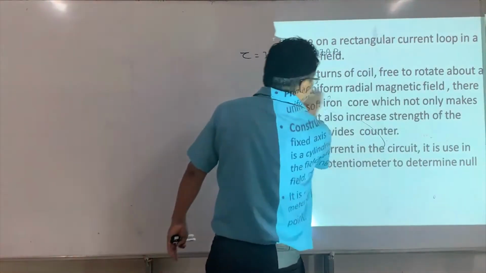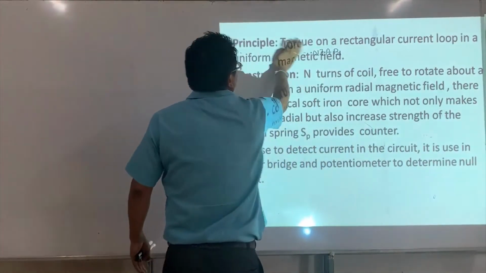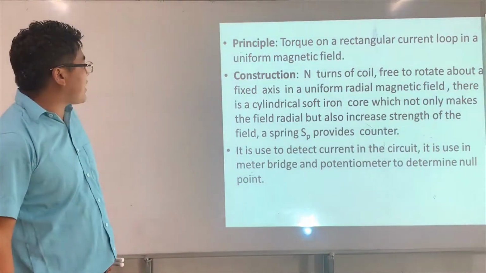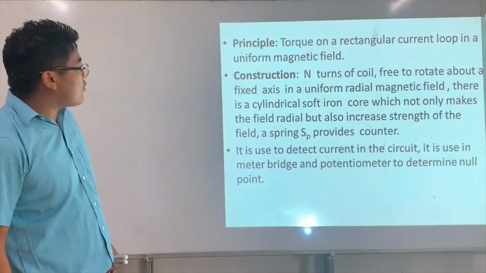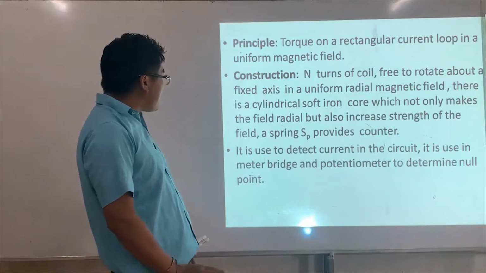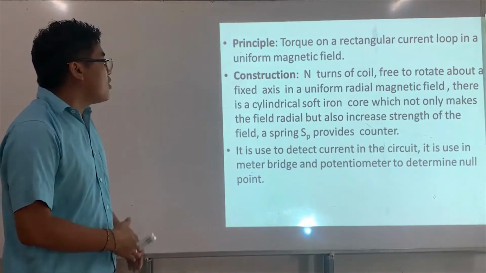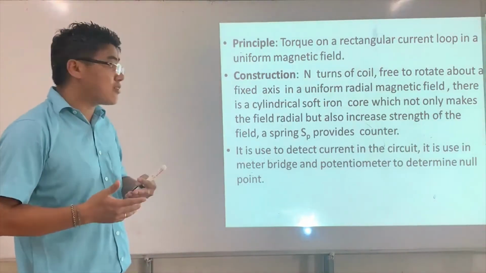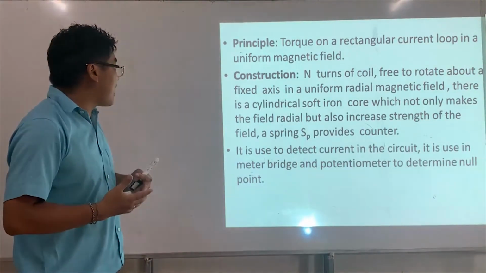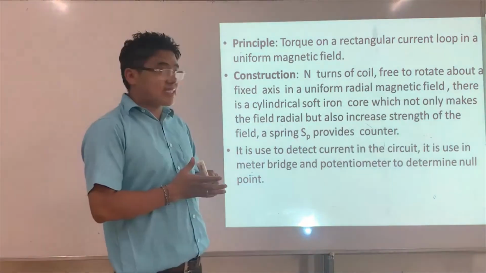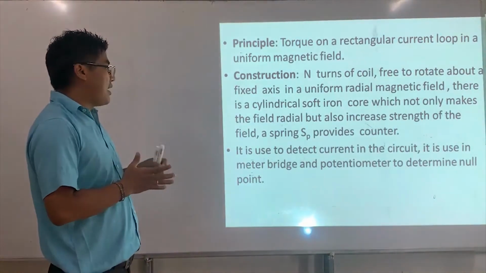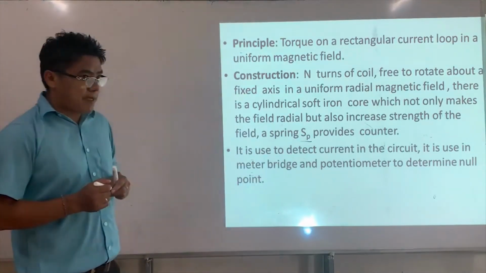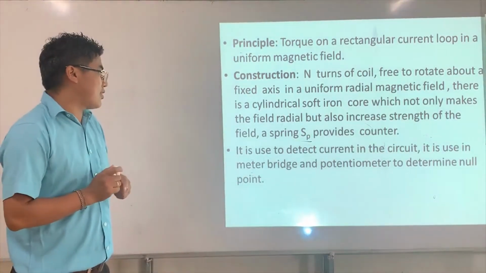So, construction part: n turns of coil free to rotate about a fixed axis in a uniform radial magnetic field. There is a cylindrical soft iron core, which not only makes the field radial, this is the significance of the iron core, but also increases the strength of the field. And SP is a spring that provides a counter torque.